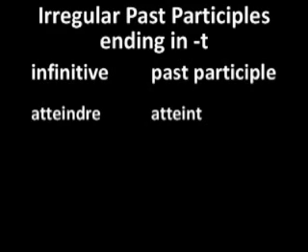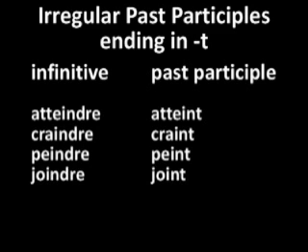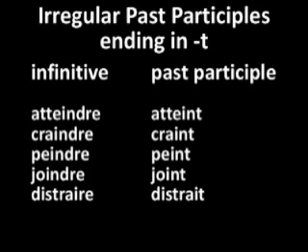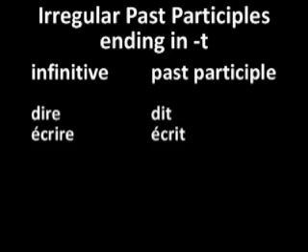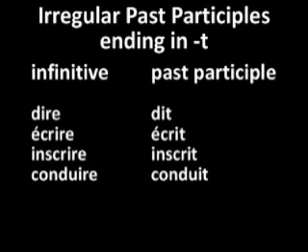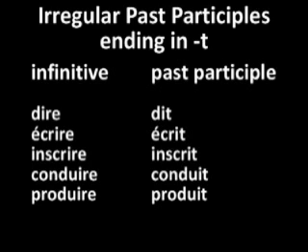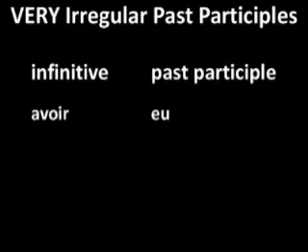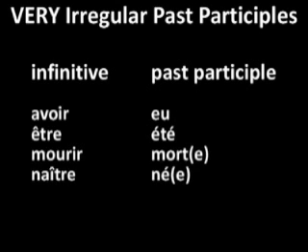Atteindre, atteint, craindre, craint, peindre, peint, joindre, joint, distraire, distrait, faire, fait, dire, dit, écrire, écrit, inscrire, inscrit, conduire, conduit, produire, produit, séduire, séduit. Finally, some verbs have past participles that are just too irregular to fit into any group. These are avoir, eu, être, été, mourir, mort, naître, né.